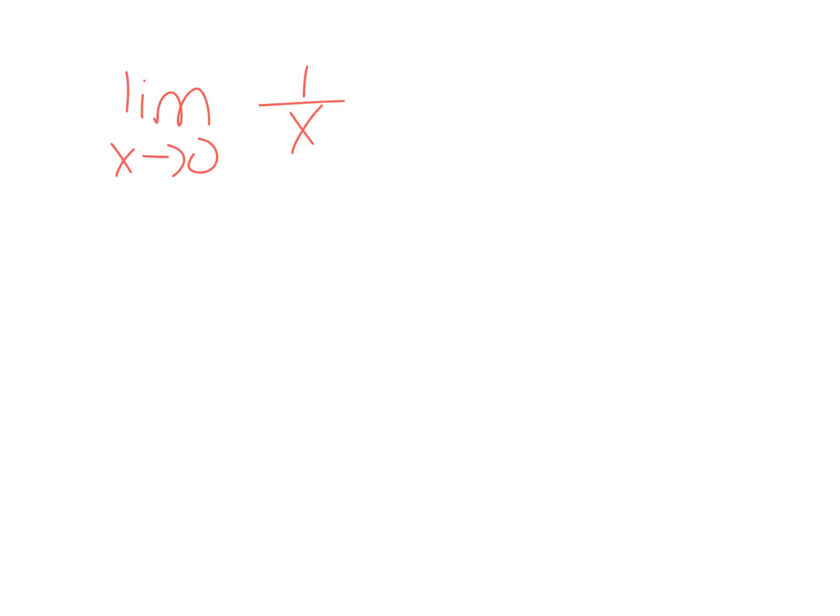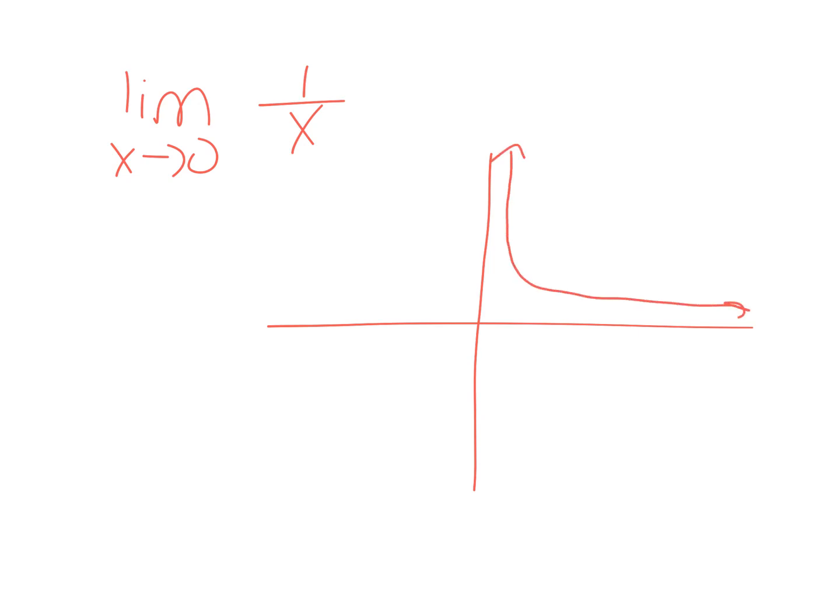All right, so we got the limit as x approaches 0 of 1 over x. Let's find the limit as x approaches 0. So what does the graph of 1 over x look like? Oh, that's a terrible x-axis. Let's fix that. There we go. So it would look something like this, as you recall. So x equals 0, right? As x approaches from the right it goes to infinity, and as we go from the left it goes to negative infinity.